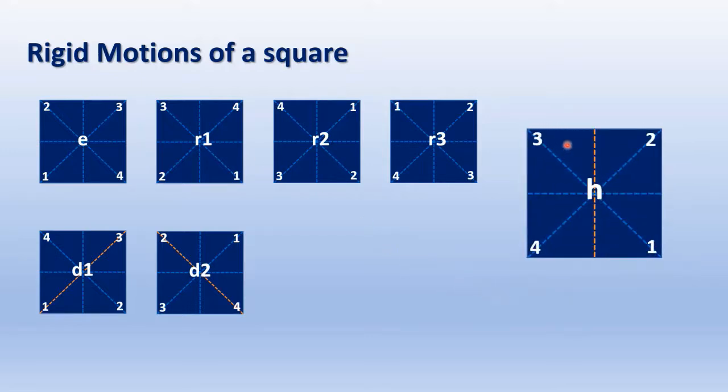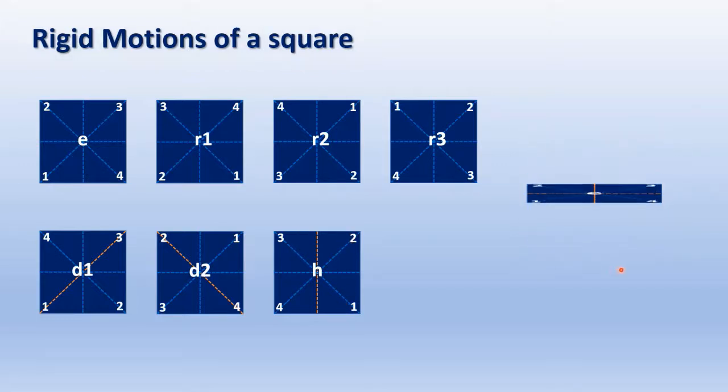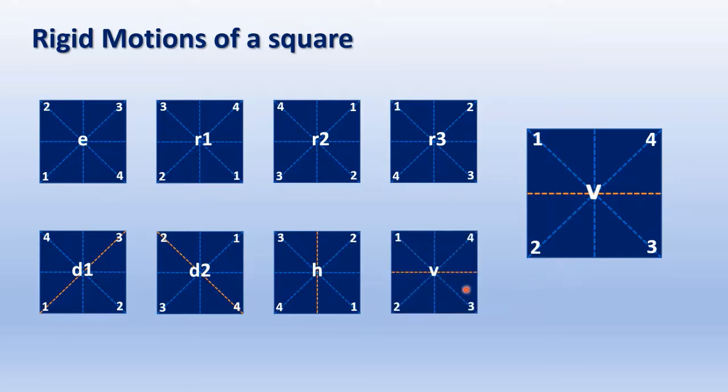So fixing this vertical line, and we have flipped these two, so you have the new labeling 3. Fixing this line, we have obtained the symmetric image or the mirror image as 4, 3, 2, 1. Similarly, keeping this line fixed, we have obtained the flip image or the mirror image with new labeling 2, 1, 4, 3.